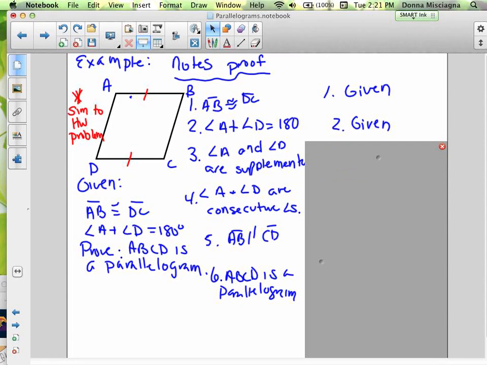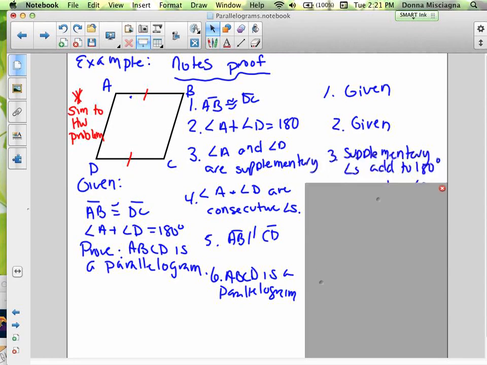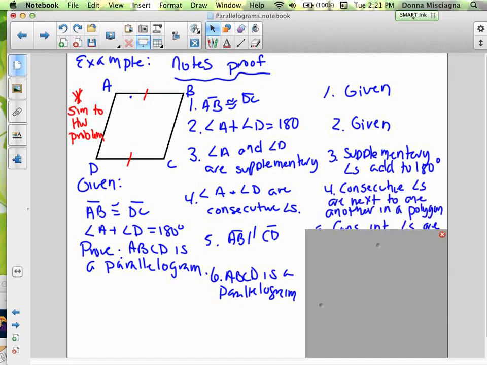Well, how do I know they're supplementary? Well, supplementary angles add to 180. Angle A and angle D are consecutive angles. Well, consecutive just means they're next to one another. I only have one pair of consecutive angles that are supplementary, so I can't use the reason that one angle is supplementary to both its consecutive angles. I only got one pair of consecutive angles, so that is not the way I'm going.